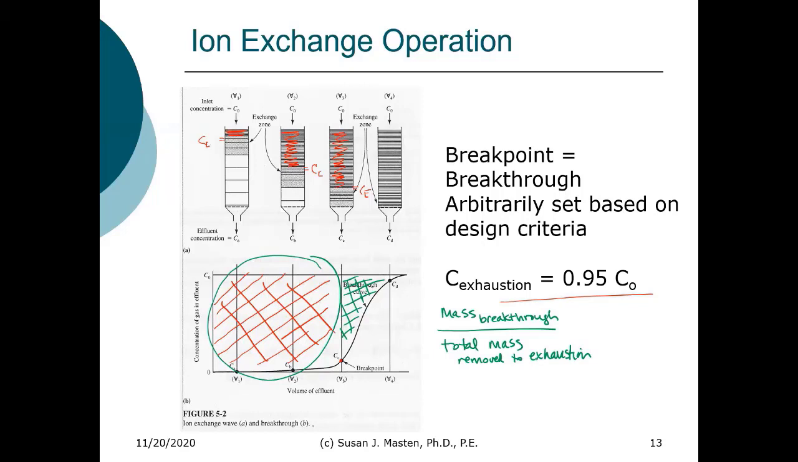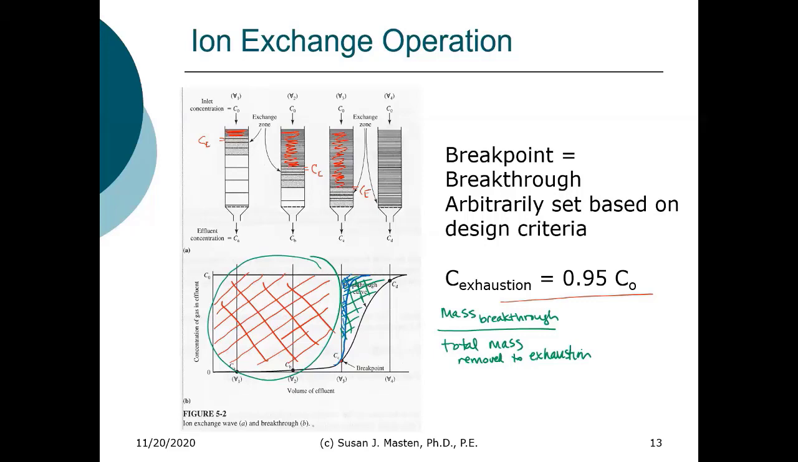If we have a very sharp breakthrough, so I'm going to change this. Now we have a very sharp breakthrough that looks more like this. Now, this is that mass. Okay, we're still using the same. This is still the mass to breakthrough. This is that kind of mass we can't use.